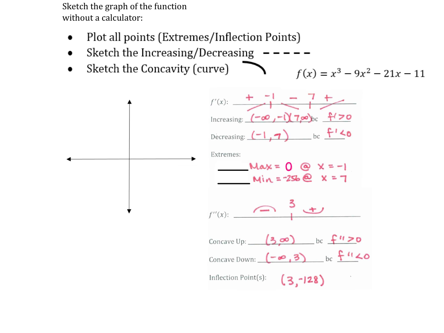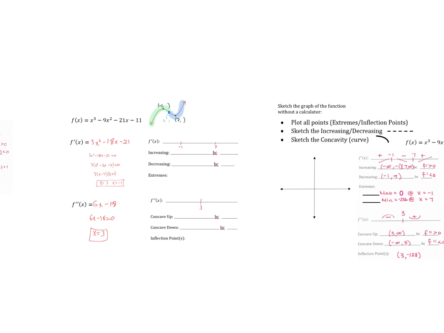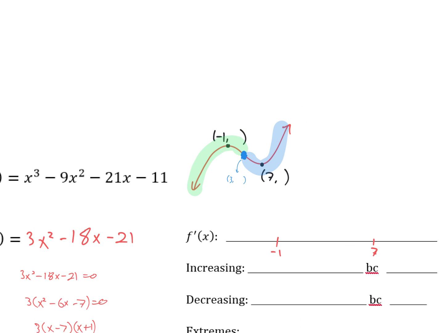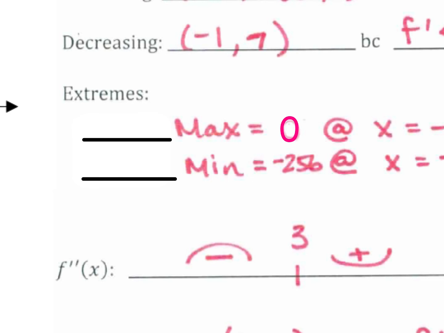Both of those, again, knowing that the general shape is going to look something like this, would be local extrema. So a local max and a local min. I'm going to plug that in here. So local, or relative, if you prefer to call it relative.